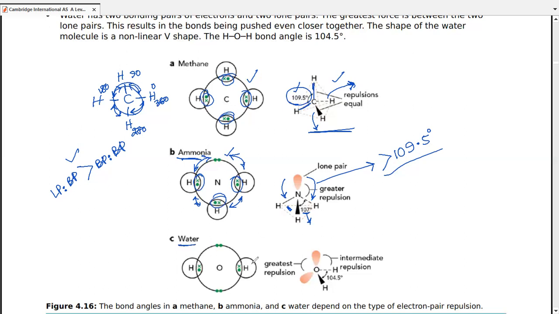Let's come to water. Again, an example with four pairs, but two of them are lone pairs and two of them are bonding pairs. So the greatest repulsion would be between the lone pairs. Then there would be some intermediate repulsion between the lone pair and the bond pair. And the least repulsion would be between the bond pairs, which is forced down from 109.5 or from 107 down to 104.5. And of course, this one and this one would be greater values. What are these values? We don't quote these at this level. But definitely they are greater than 104.5. Make sense?